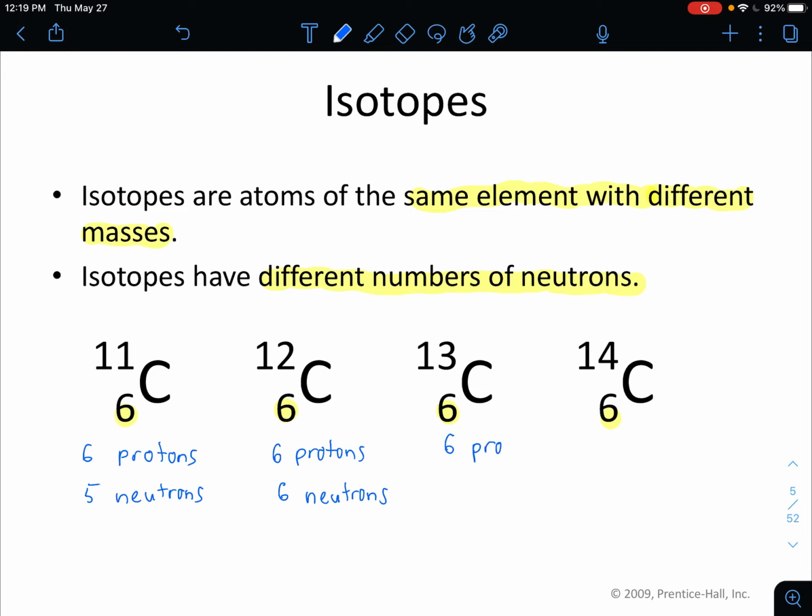Then 6 protons, 13 minus 6, so 7 neutrons. And then 6 protons, 14 minus 6, 8 neutrons. And again, these are all neutral, so they're all going to have 6 electrons as well. And we know that because there's no indicator of charge. We're going to see the indicator of charge, I think, in the next slide.